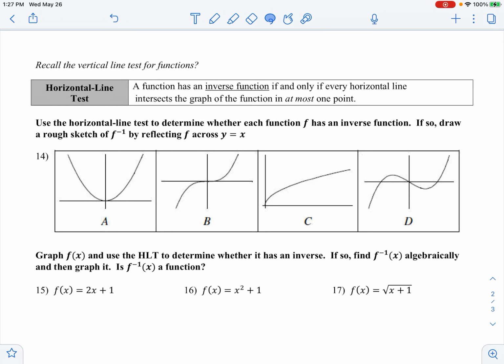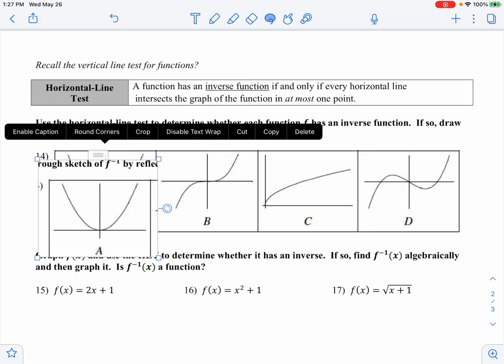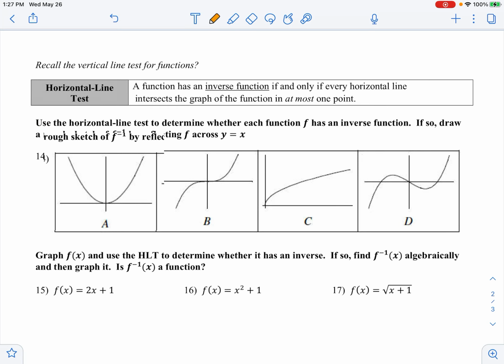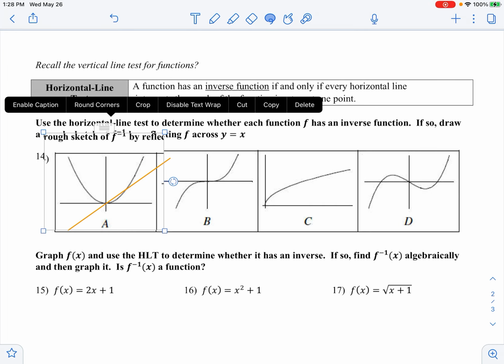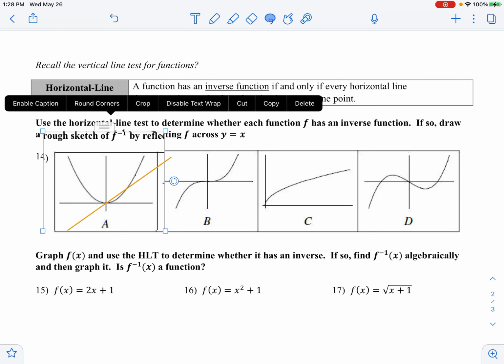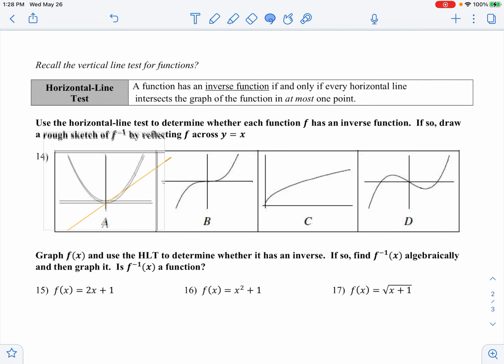So if you think about this graph here for number 14, and you think about flipping this graph over that line y equals x. Let's see if I can do it. I'm not 100% sure I'll be able to. So here we are. I'm going to try to flip over that graph. Can I? Oh, I don't think I can. No, I'm not going to be able to. I can't just rotate it. I've got to actually flip my paper over. So anyway, hopefully you can kind of imagine that.